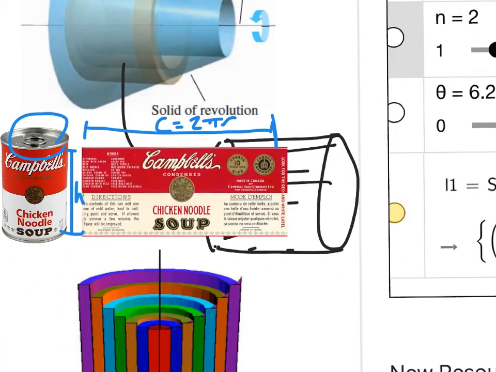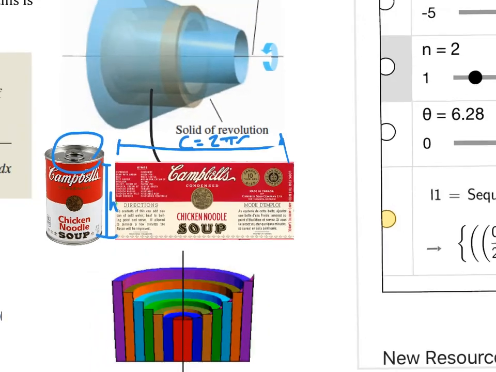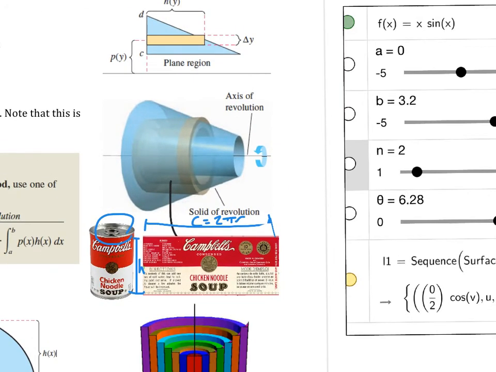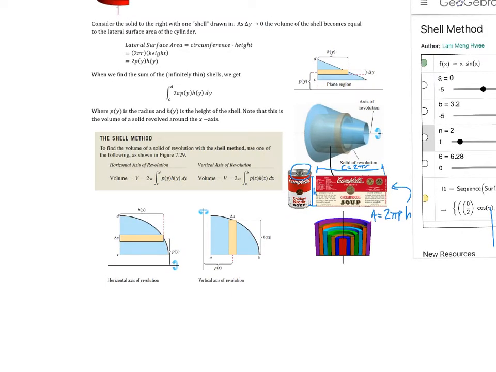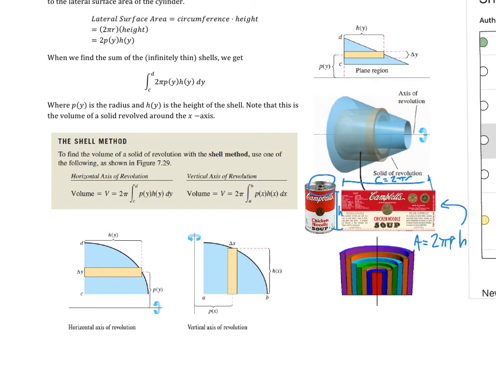So each of these rings is going to have an area of 2 pi r, which is the circumference, times the height. That's the length times the width of this rectangle. We're going to use this idea to come up with an expression for all these rings that build up to make the solid. Let's go look at an example, and it'll make more sense as we do that.